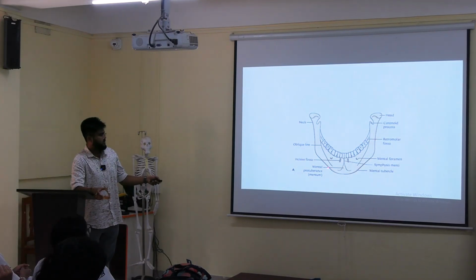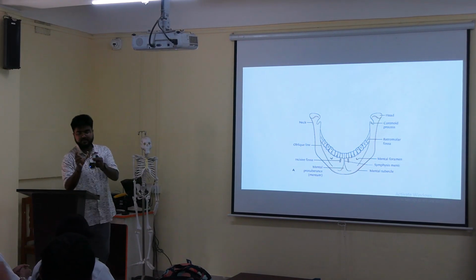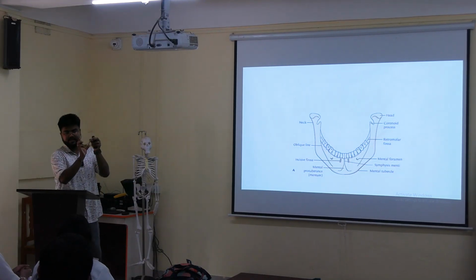Surrounding this there are two tubercles. This is the mental tubercle, and below your molar and premolar teeth, you can see the mental foramen. This is the oblique line, and this is the neck. Neck means this part. This is called the condylar process, so the condylar process has a head and neck.